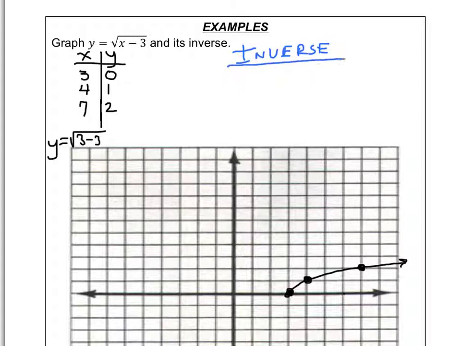Okay, the inverse, again, I'm going to take my x's and my y's and I'm going to flip them. So this is going to be 0, 1, and 2. And this is going to be 3, 4, and 7. So now to plot these, I go right 2 and I go up 7 right there. I go right 1 and I go up 4 right there. And then I go 0 and I go up 3. So I kind of plotted those a little bit backwards, but it'll be okay. And then I draw my curve.